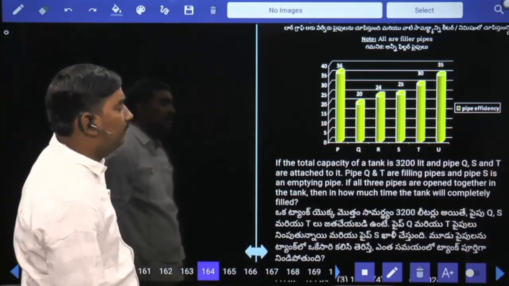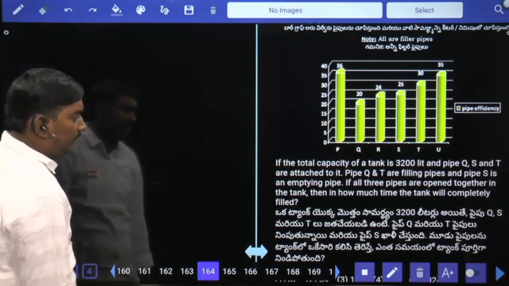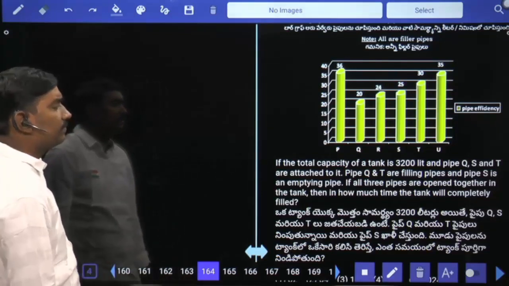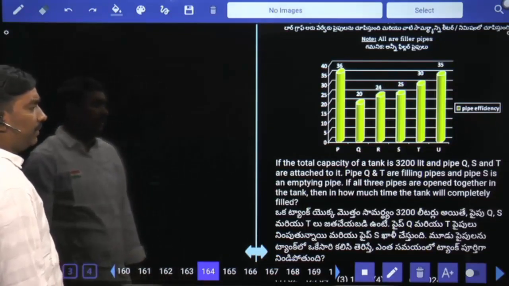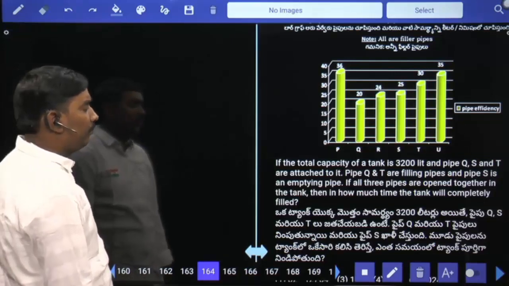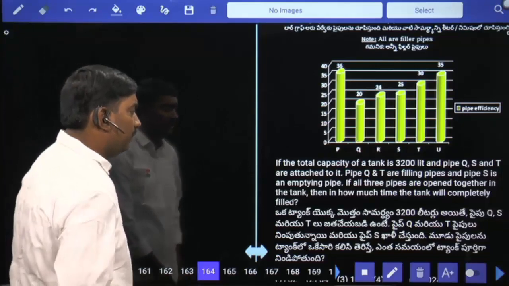Next. If the total capacity of the tank is 3200 liters, Q, S, T are attached to it. Q and T are filling pipes and S is an emptying pipe. All the three pipes are opened together. Then in how much time will the tank be completely filled?